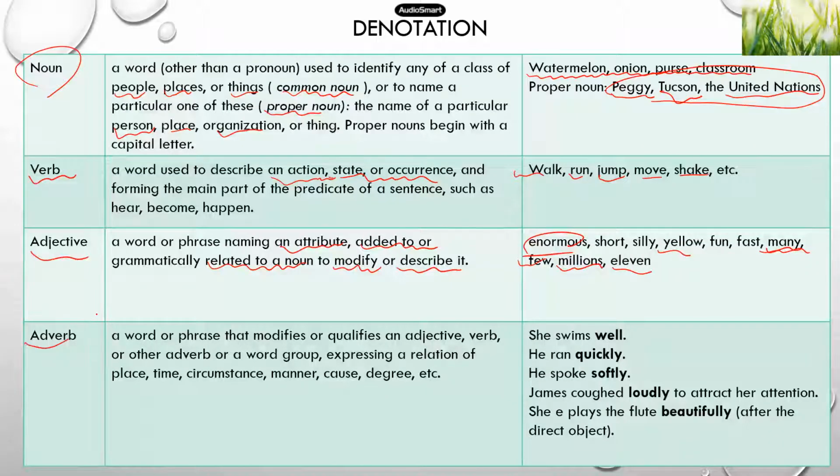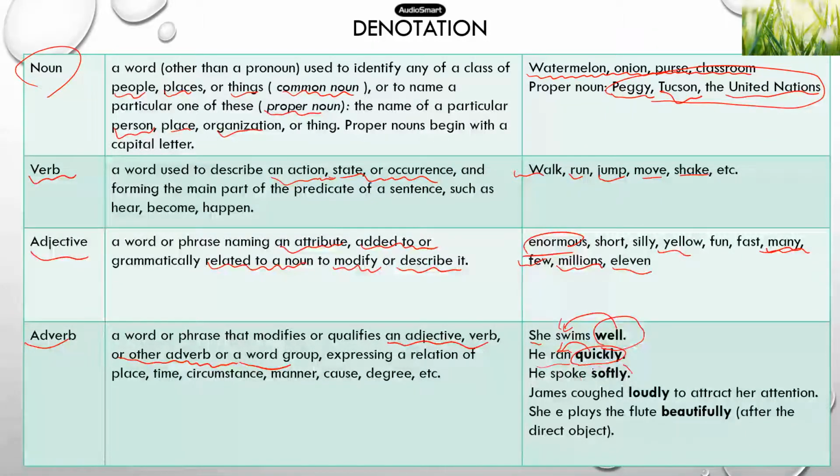Last one is adverb. So adverbs are words or phrases that modify or qualify an adjective, a verb, or other adverbs or a word group. Okay. So here are some examples. She swims well, right? So well qualifies swim, right? Describes how she swims. He ran quickly, right? Quickly describes how he ran.